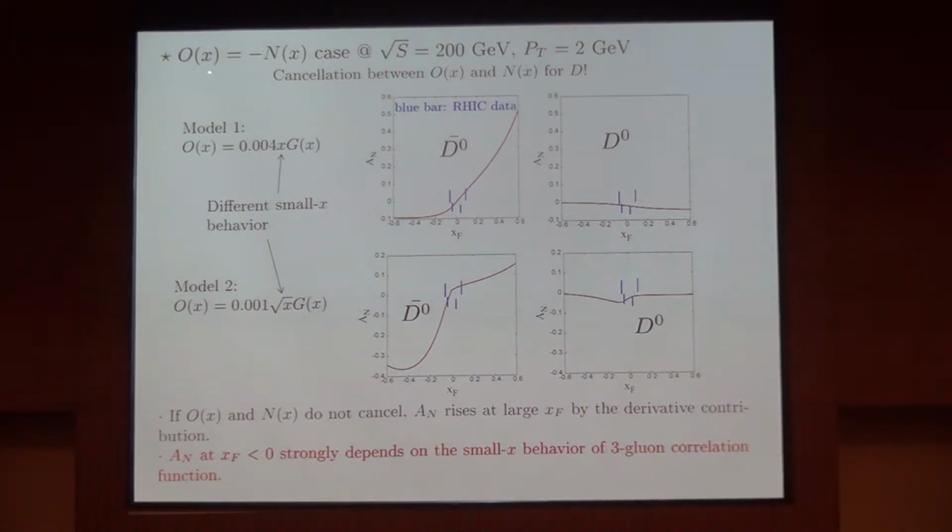three gluon correlation function. We first chose O equal to -N, and we chose two models. This G is the unpolarized gluon density. Maybe this preliminary data is presumably an upper bound of the three gluon correlation. As you can see, the result depends strongly on the form of, in particular, the small x behavior of the three gluon correlation functions.